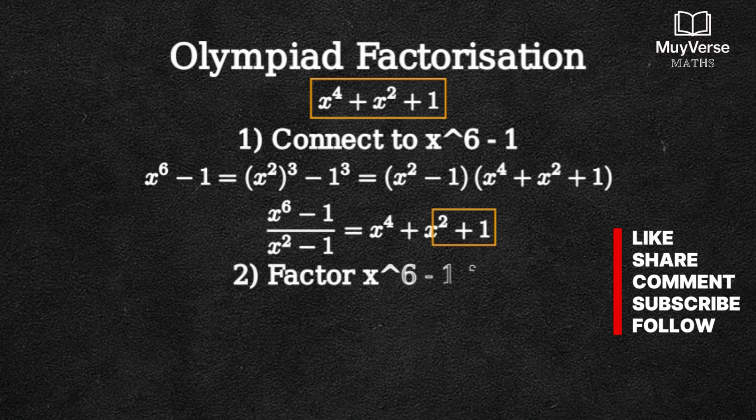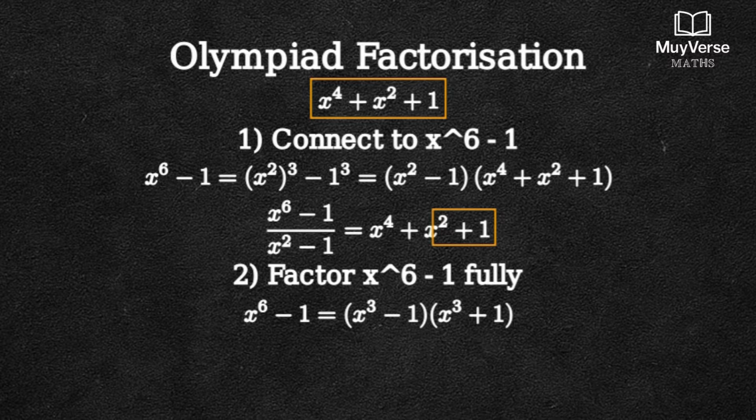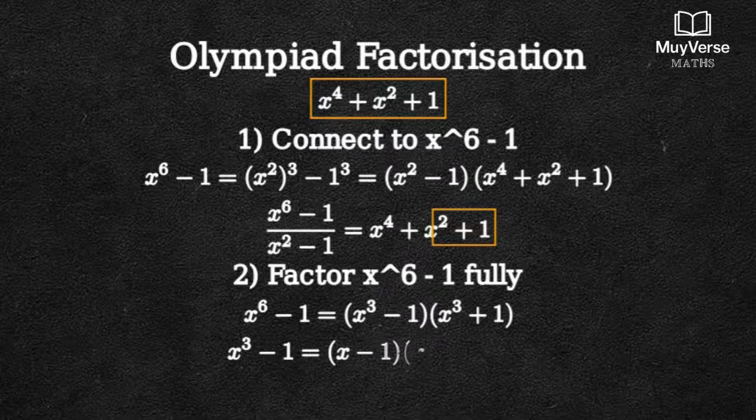Step 2. Factor x^6 - 1 completely. First, as a difference of squares of cubes, x^6 - 1 equals (x^3 - 1)(x^3 + 1). Now factor each cubic.